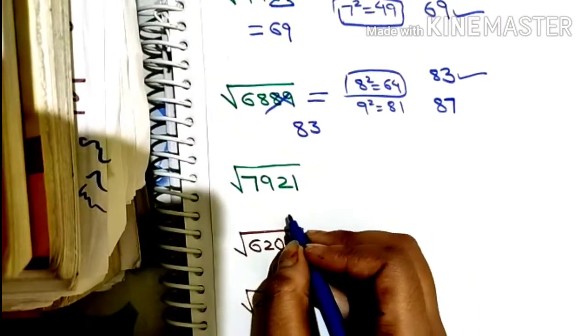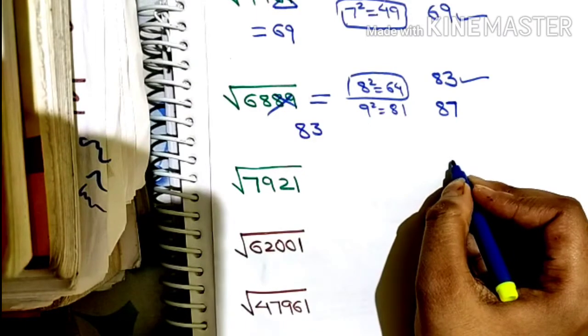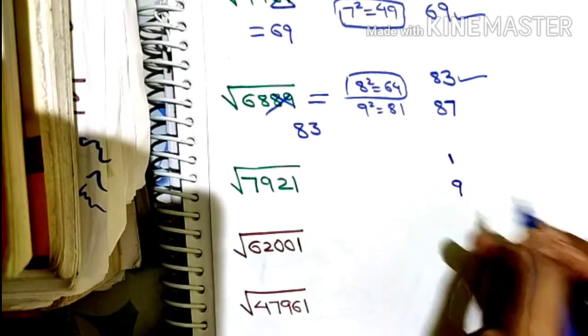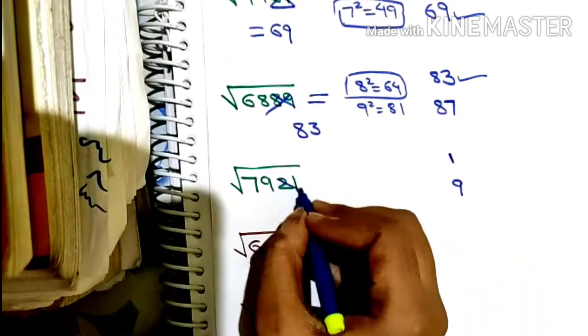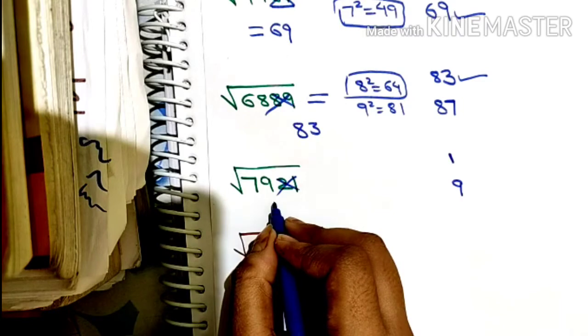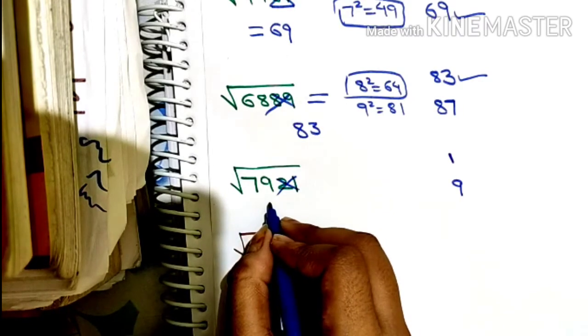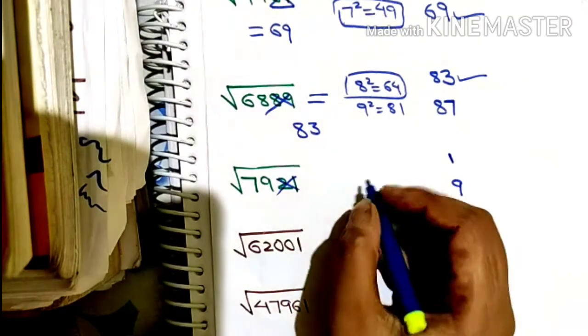Next, the square root of 7921. The number ends with 1, so there are two possibilities: the number must contain 1 or 9. After that we just ignore the last two digits and focus on the rest of the digits, which is 79. We have to choose the squares of two numbers between which 79 lies.